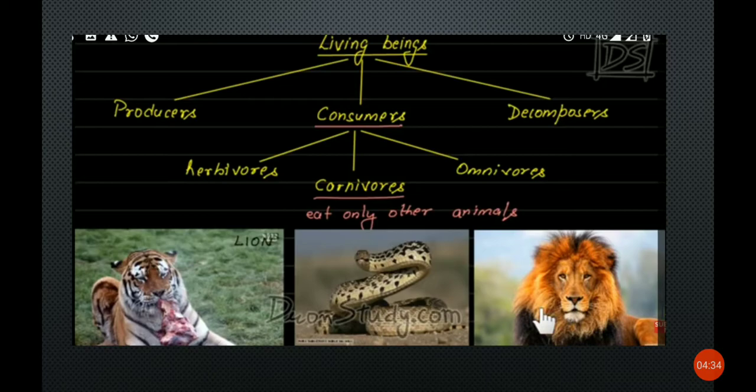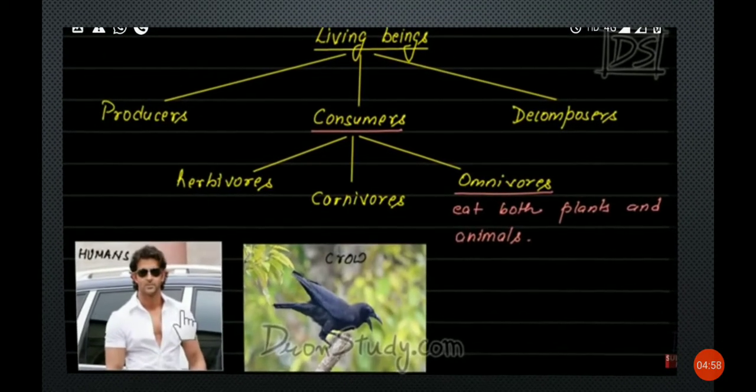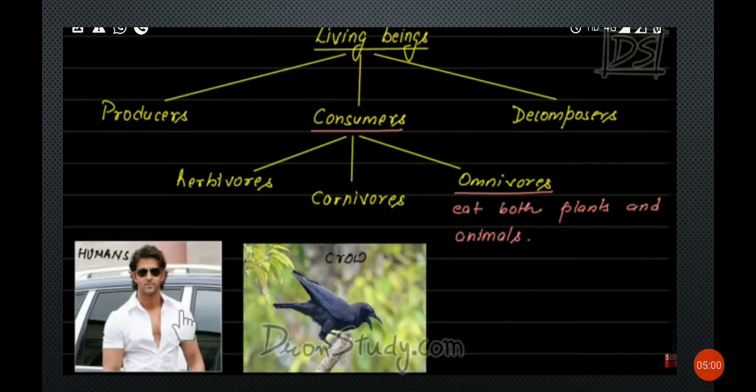Carnivores means organisms which eat only other animals are called carnivores. And what are omnivores? Omnivores eat both plants and animals, such as humans, crow. These are all the examples for omnivores.